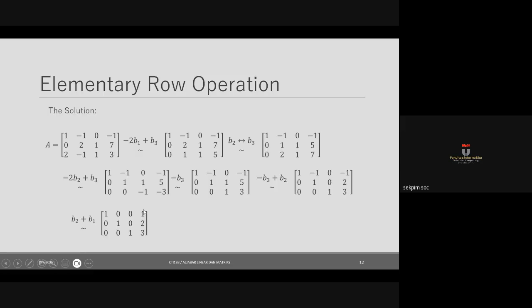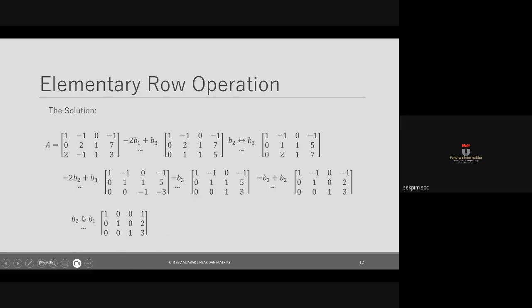Right? And you can look at the final result here. This is a pivot, and you see that all elements above and under the pivot are all 0 here. The pivot in the first row, this is 0. The pivot in the second row, it's all 0. And the pivot in the third row, all elements above that pivot are 0.